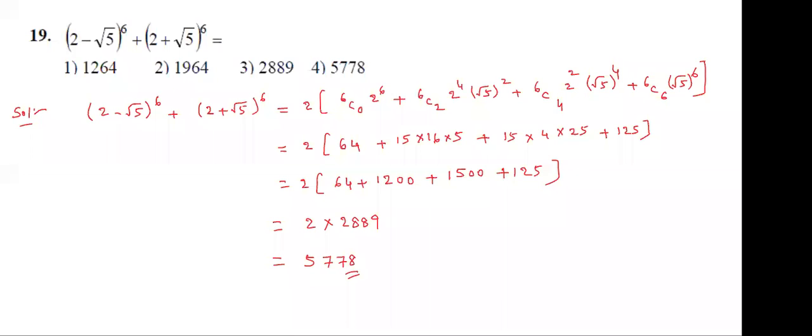Here they didn't give any steps. They are only asking the value of (2 minus root 5) whole power 6 plus (2 plus root 5) whole power 6. So the fourth option is correct. In that expansion, the 6C1, 6C3, 6C5 terms are going to cancel because in this expansion those values are negative and in this expansion those values are positive. Positive and negative are going to cancel or not. So finally, the fourth option is correct.